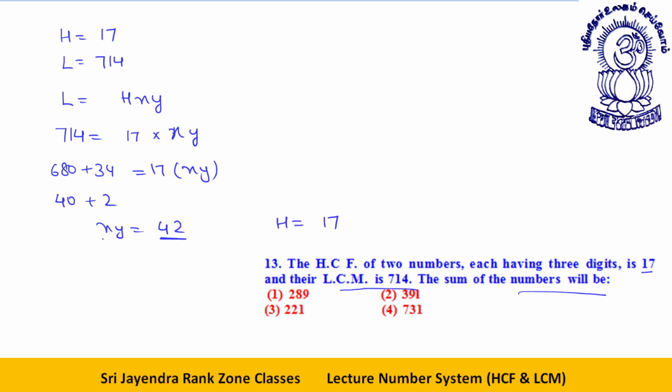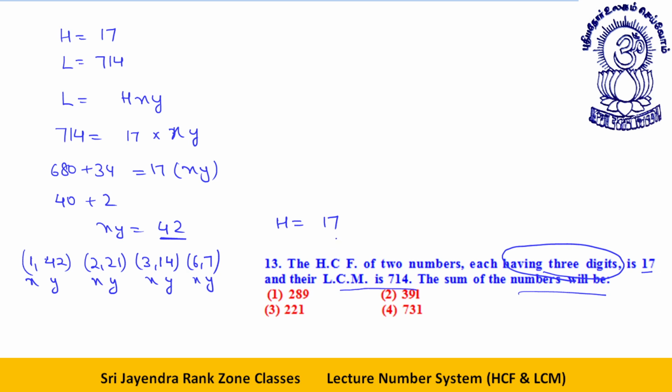Now look, what are the co-prime pairs? 1 and 42 are co-prime. 2 and 21. 3 and 14. 6 and 7 are co-prime. Then the rest of the numbers will be repeated, like the next set will be 14 into 3. But this is X, this is Y. So you have to keep in mind the three-digit numbers.